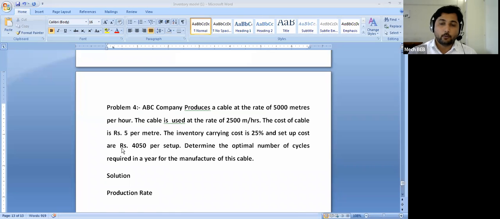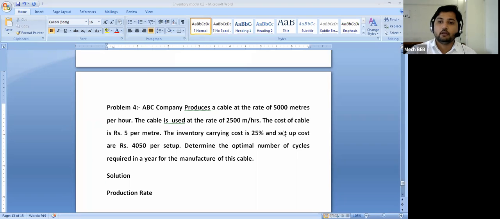So now you understood this problem. Here the production rate is provided and also the consumption rate is provided, so this problem is related to model number 2, which is called the production model. Here the cable is manufactured and its inventory is maintained, but the consumption is on a regular basis, equal to 2500 meters per hour, and the production rate is 5000 meters per hour.